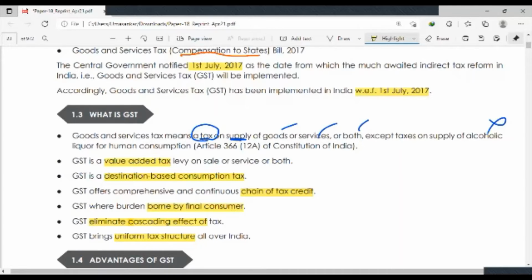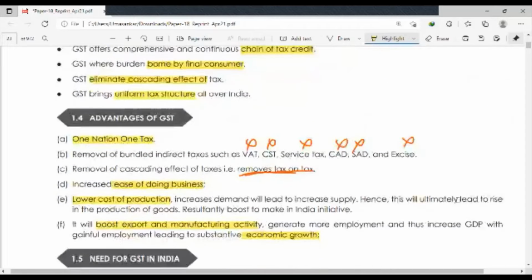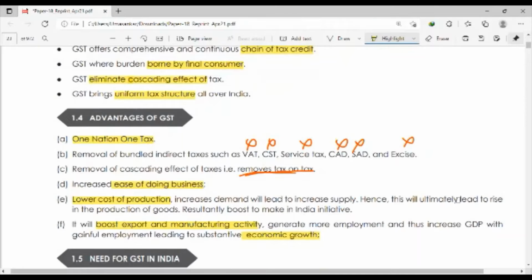Okay, so now we'll go next. What is the advantage? I have already read. One nation, one tax means all over India. Whenever you supply, there will be one nation, one tax rate. Whether you purchase a soap here or in Andhra Pradesh or Karnataka or Kerala or Delhi, there will be a single tax rate. Earlier there was VAT, CST, service tax, CAD, SAD, excise. Now we need not follow the compliances and need not pay the taxes under these acts. We need to pay only GST. So our compliances were reduced.